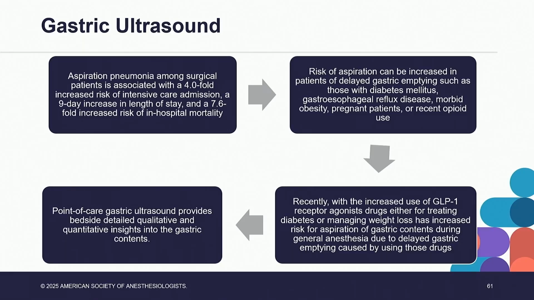Risk of aspiration can be increased in patients with delayed gastric emptying, such as those with diabetes, gastroesophageal reflux, morbid obesity, pregnant patients, or recent opioid use. Point of care gastric ultrasound provides bedside detailed quantitative and qualitative insight into the gastric contents. Recently, with increased use of GLP-1 receptor drugs for either treating diabetes or managing weight loss, there has been increased risk of aspiration of gastric contents during general anesthesia due to delayed gastric emptying caused by those drugs.